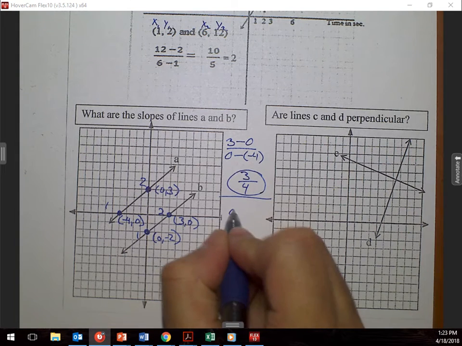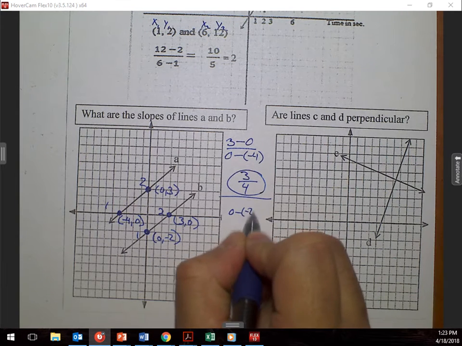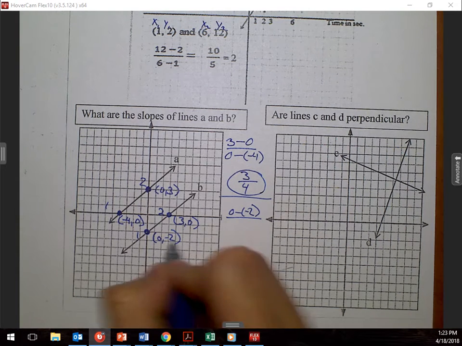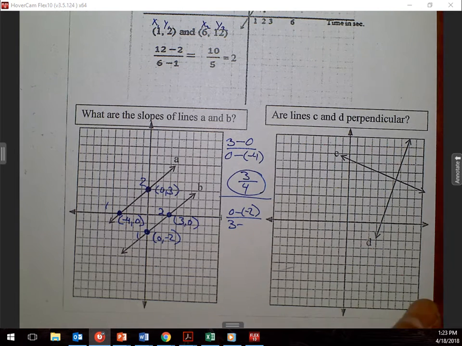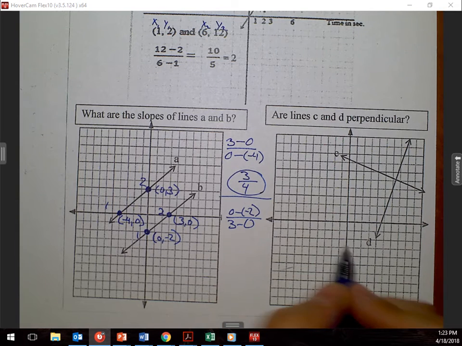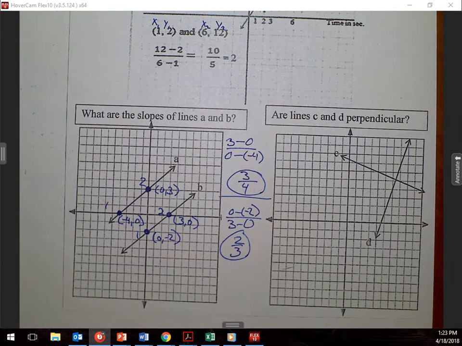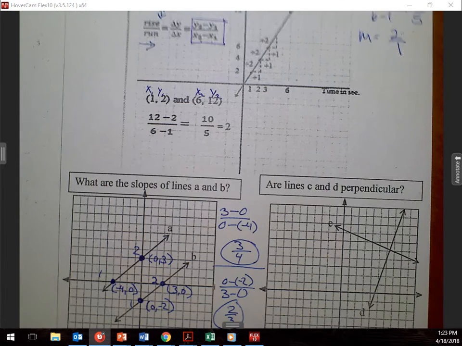Minus, what is y from the first point? 0. Minus, what is y from the first point? -2. Very good. Over. What is x from the second point? X from the second point is 3. Minus x from my first point? 0. So this one right here, I'm going to end up with 2 over 3. Now it's asking a question. What are the slopes of lines A and B?